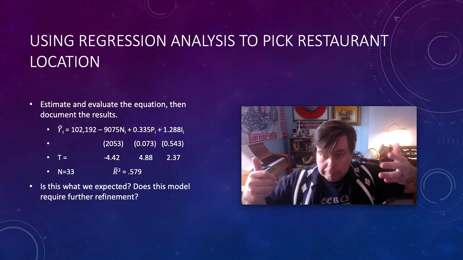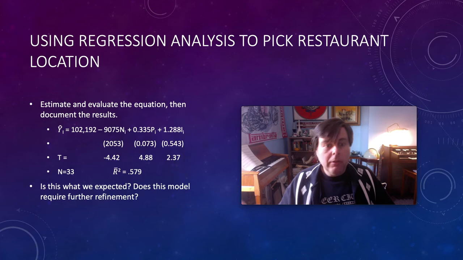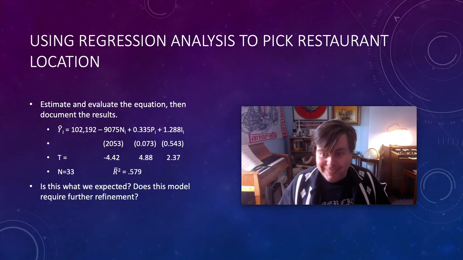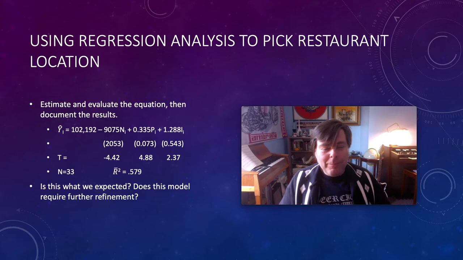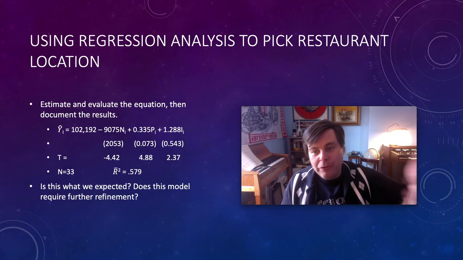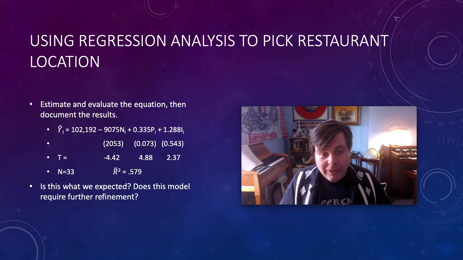All right, second thing, beta 2, 335p. Oh, positive sign. So as the population goes up, as there's more people, our restaurant is more successful. As income goes up, beta 3, 1288, restaurant improves. Below that, we see the standard error. You can see that for some of those, like the first one, it's quite large given the value. And for other ones, like the p one, it's quite small. Our R squared is 0.579.